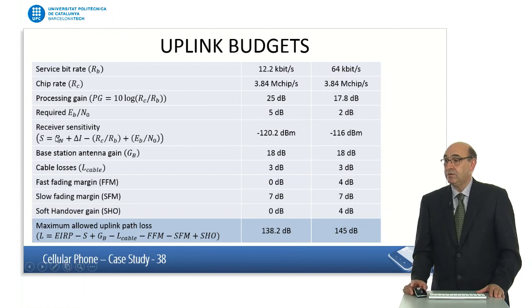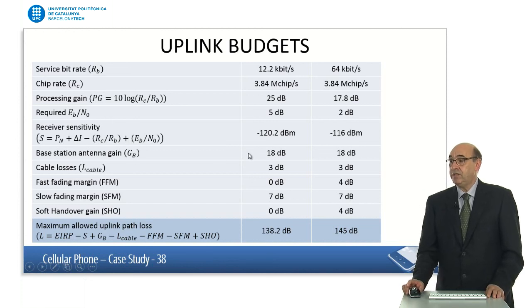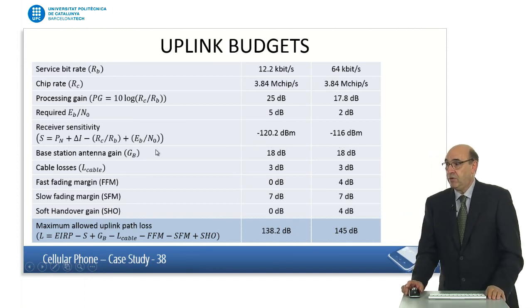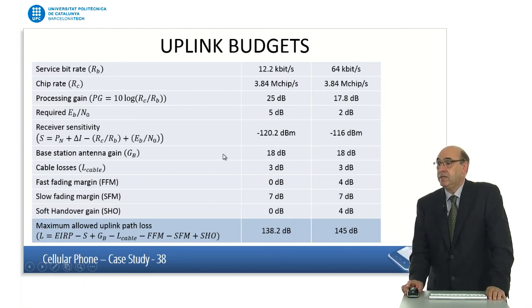So now we have before the noise plus interference, we subtract the processing gain, and we add the required signal-to-noise ratio. And this will give us the receiver sensitivity, minus 120, which is more or less the order of magnitude that you should remember. Now we go to the base station antenna. It has a gain. It's a sector antenna that has 18 dB gain. But it has a cable that introduces a loss of 3 dBs.